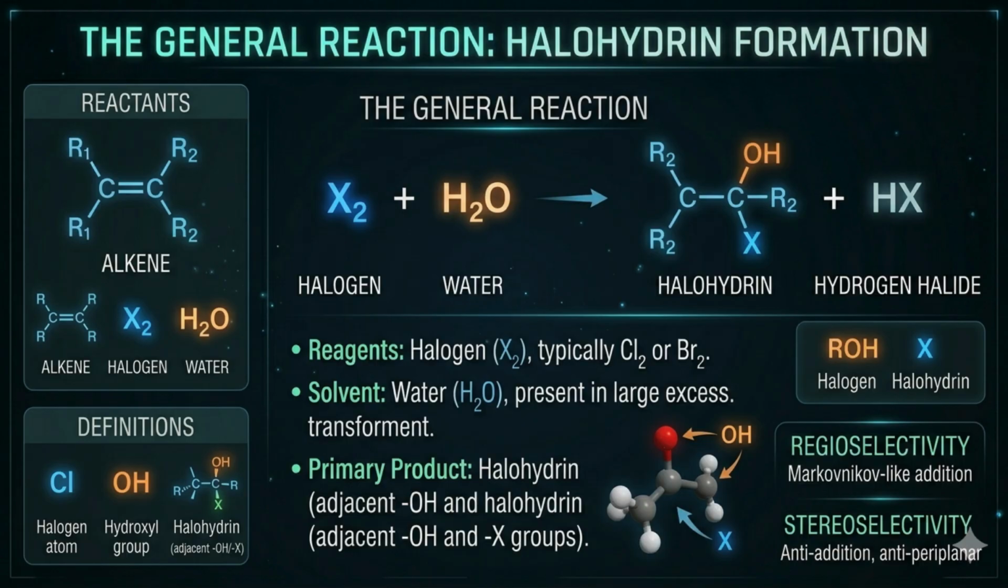A halohydrin is a compound where a hydroxyl group and a halogen atom, Cl or Br, are attached to adjacent carbon atoms. This specific arrangement is the hallmark of the reaction. For this to work effectively, water must be used as the solvent in large excess. Because water is everywhere in the solution, it successfully outcompetes the halogen ions to intercept the reaction and add the OH group to the carbon chain.